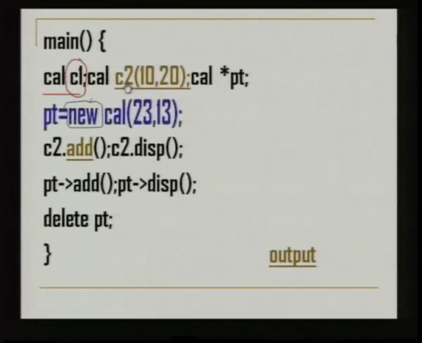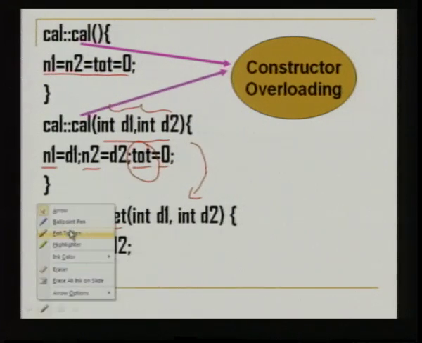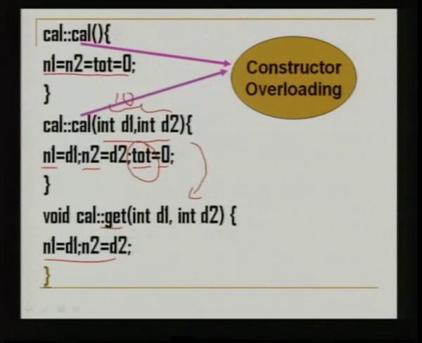When the next object is created, C2, 10 and 20, immediately the compiler will move to this constructor. It is having two arguments 10 and 20. So, it will assign the value of 10 to D1, 20 to D2, 10 will be assigned to N1, 20 will be assigned to N2, and TOT will be initialized to 0. So, these are the two things done by the compiler when it sees the first two objects being created.